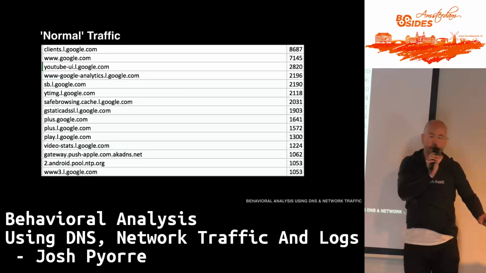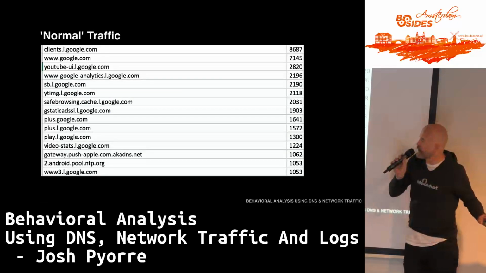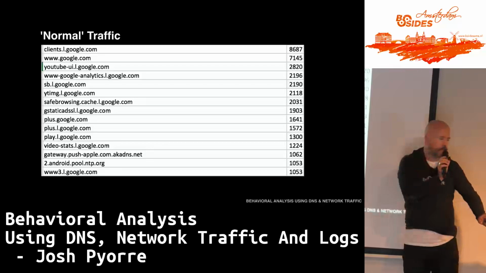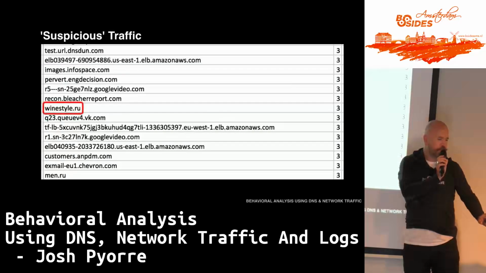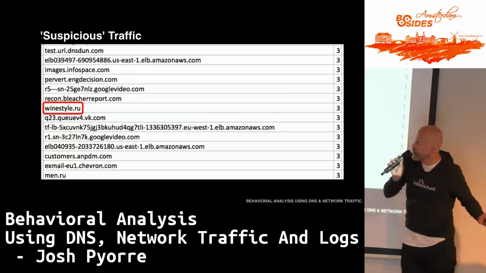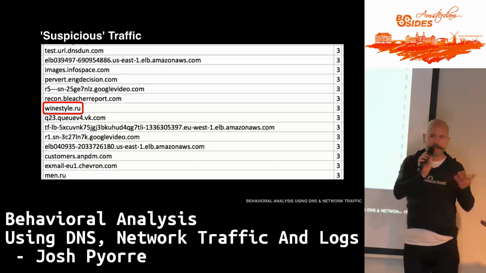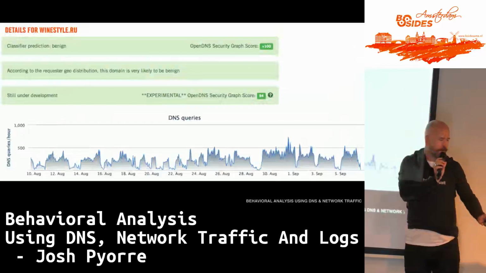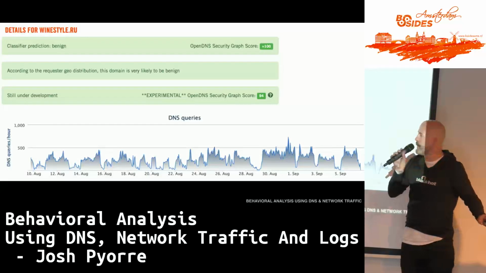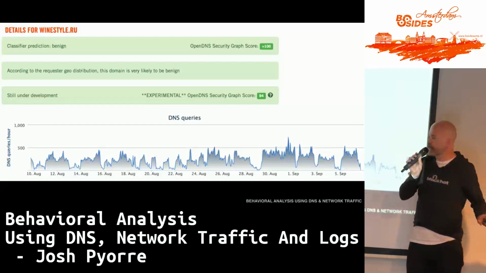If you look at the normal traffic, you do get an idea of what normal is. You see a lot of Google, Akamai, DNS, and network time protocol stuff. And in the suspicious file, you see things that are more suspicious, like this winestyle.ru, a Russian site, and with anything Russian, I'm suspicious right away. So I go look at that domain's traffic. To me, it doesn't look like anything crazy is going on, just based on eyeballing it.